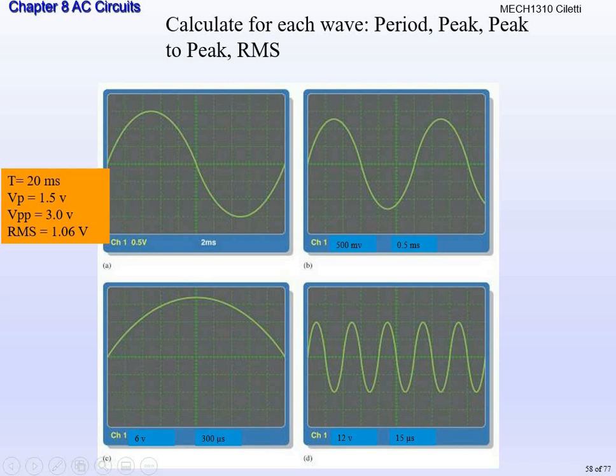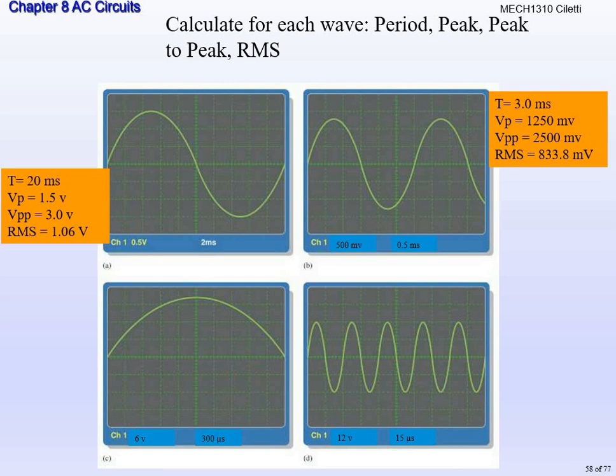And then each box width is 0.5 milliseconds. Well, I have to calculate how many boxes it takes to make a period. So I'm going to start all the way on the left-hand side and stop when I get to where it starts over again. So that's 1, 2, 3, 4, 5, 6 boxes. It takes 6 boxes for one period. Each box is 0.5 milliseconds, so 0.5 times 6 is 3 milliseconds. So I now know the period is 3 milliseconds.